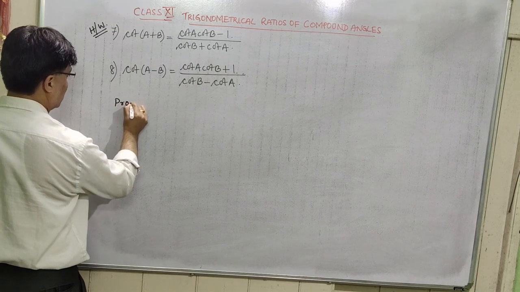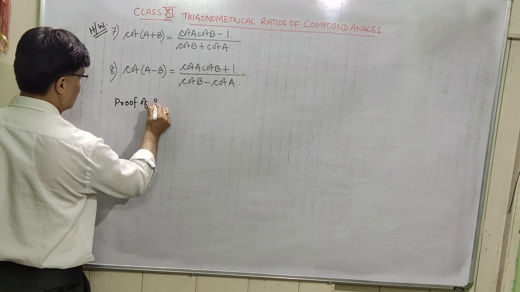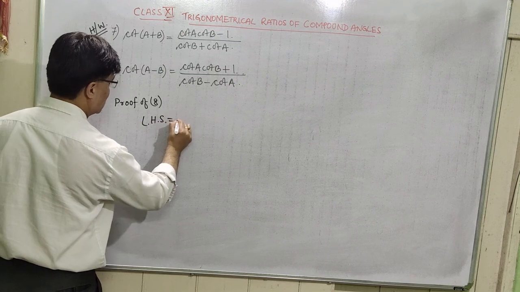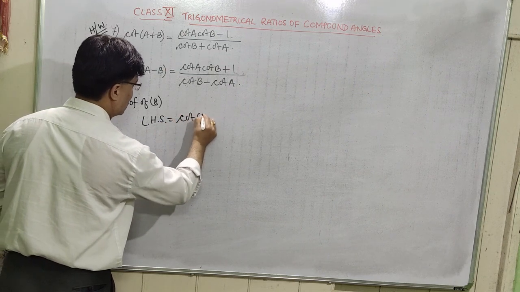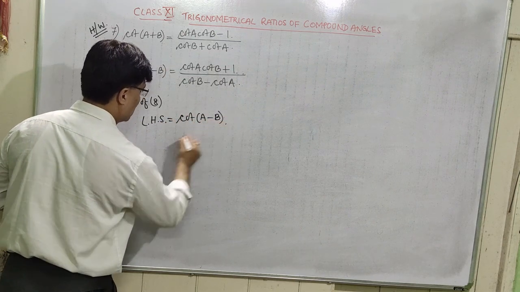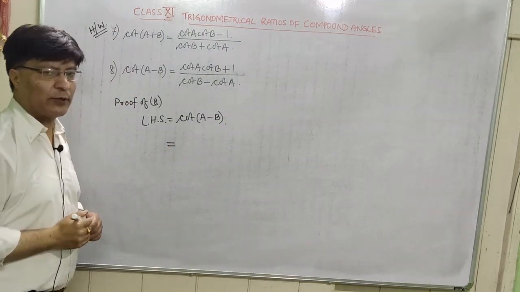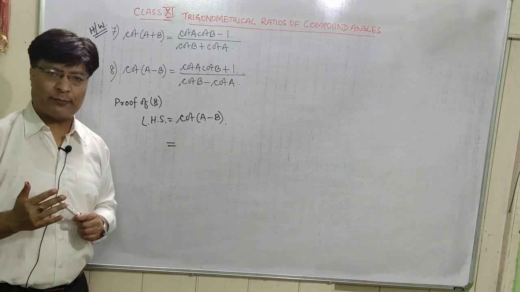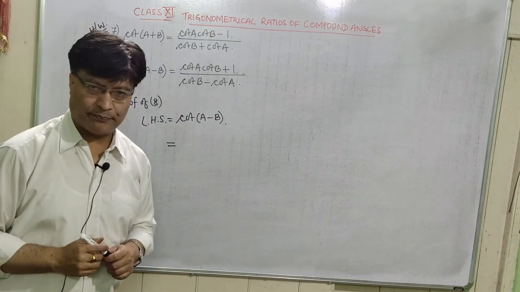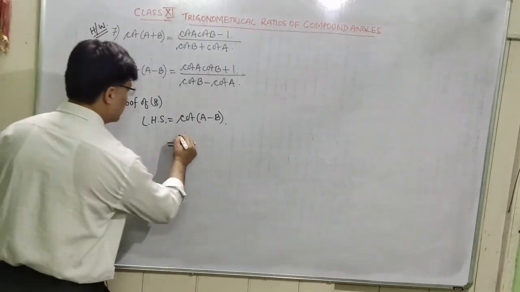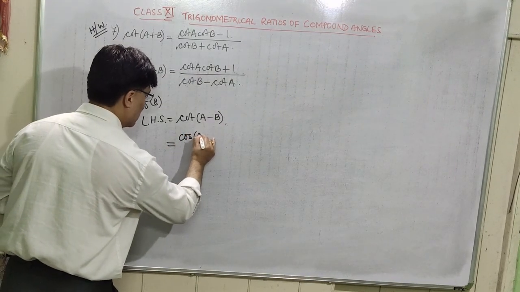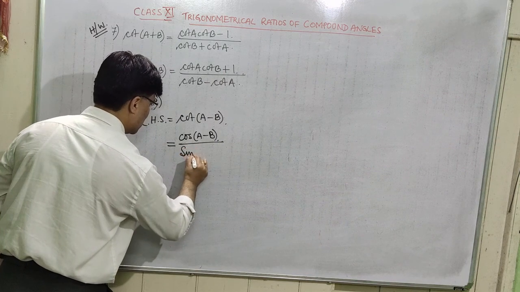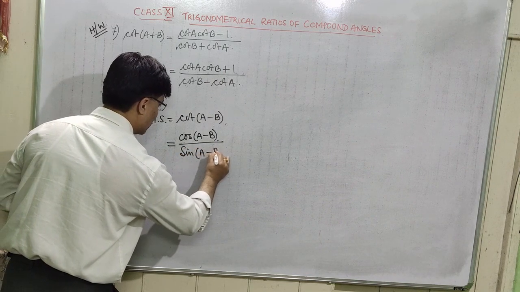Proof of 8. Okay. So here LHS is equal to cot of A minus B. So here also you have to use formula number 1, 2, 3 and 4. That is, it may be sin of A plus B, cos of A plus B, sin of A minus B, cos of A minus B. Okay. So what is cot of A minus B? This will be cos of A minus B divided by sin of A minus B.